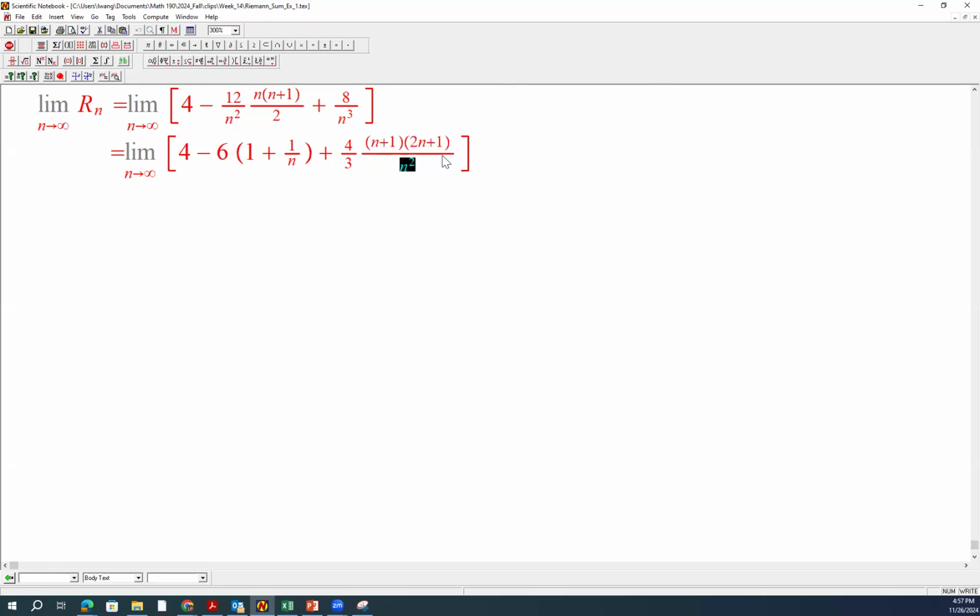And what are we going to do with this piece? On this piece, I'm going to part it: n squared is going to turn into n times n. One of the n is going to divide into this piece, which I'm going to get 1 plus 1 over n again, right? So that piece and one of the n is gone. And on this piece, I'm going to take the n divided into the parentheses. So I will get 2 plus 1 over n.